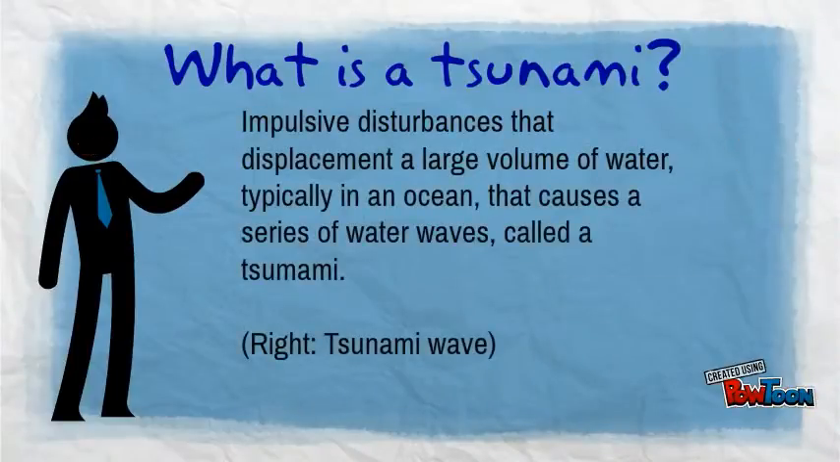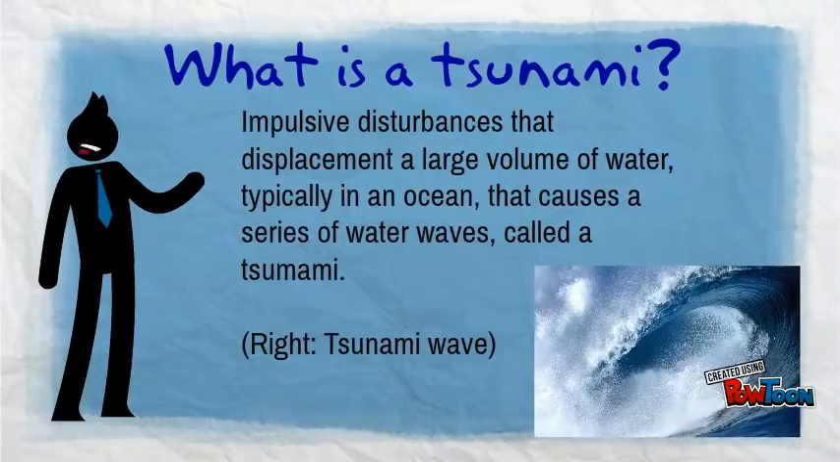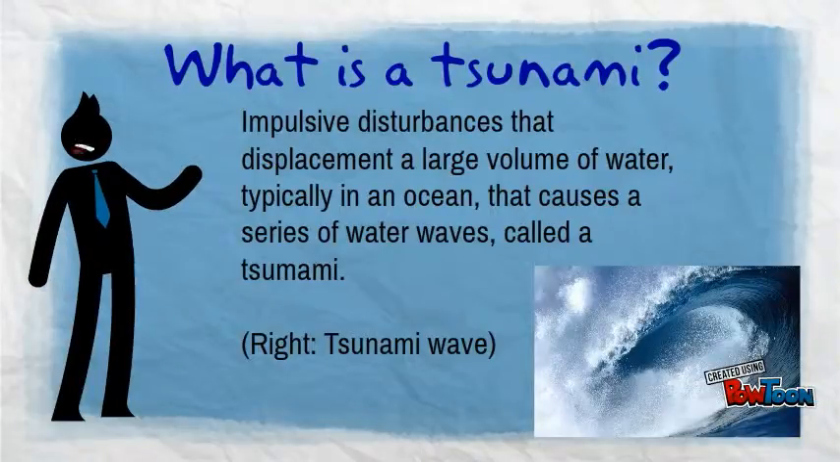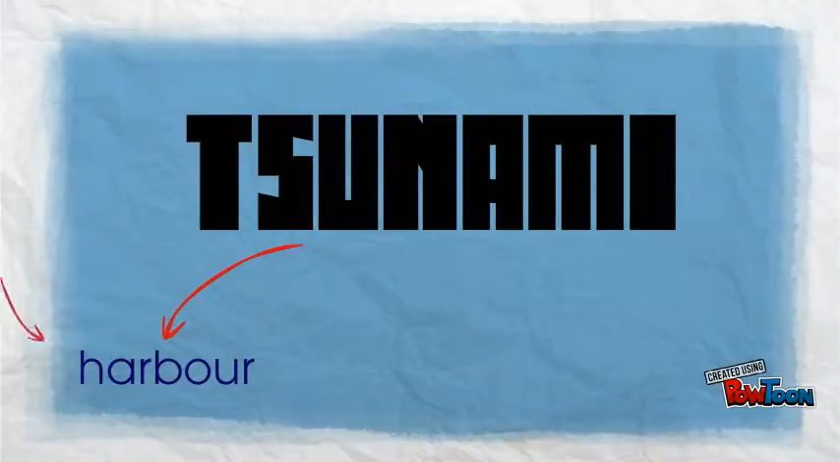A tsunami is defined as a series of water waves that is caused by the large displacement of water, typically in an ocean, that often results because of earthquakes or other disturbances. In 1963, at an international scientific conference, the word tsunami was adopted as a common word, with tsu meaning harbor and nami meaning wave in the Japanese language.